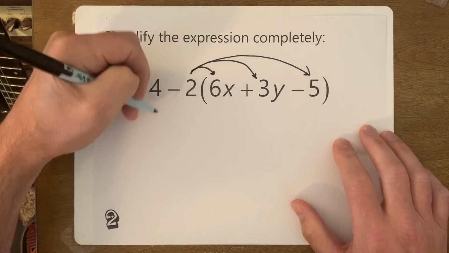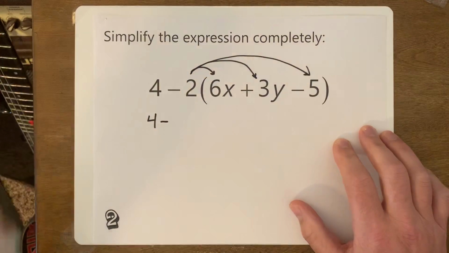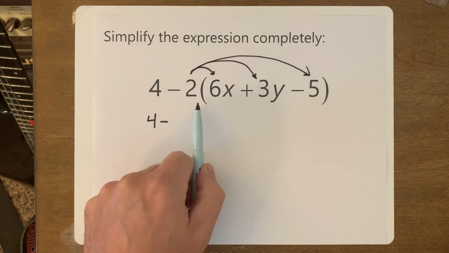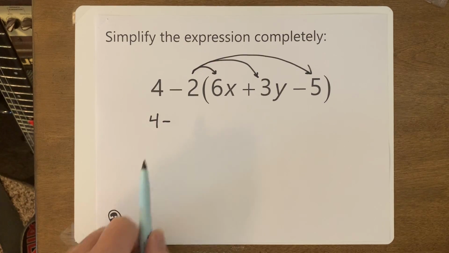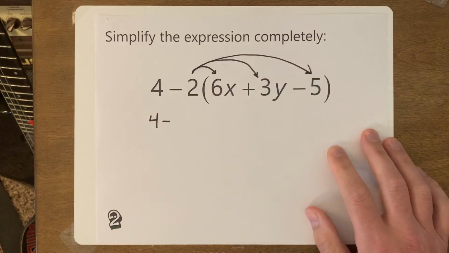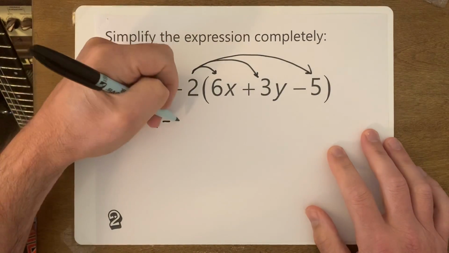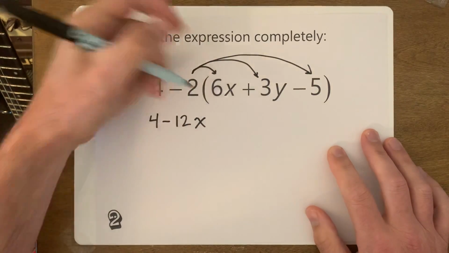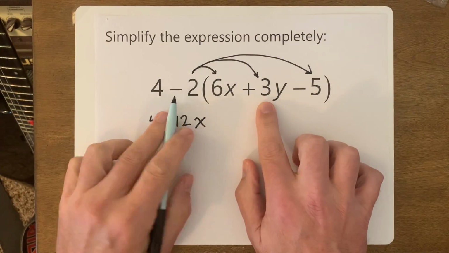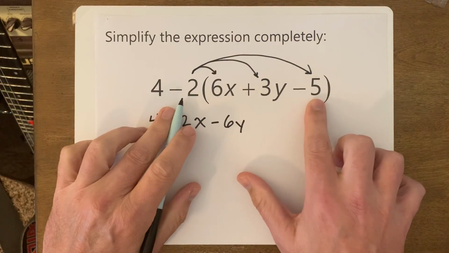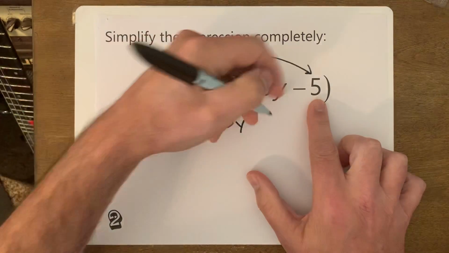So the 4 minus has to stay. I cannot tell you how many students over the past have taken that 4 minus 2 and they write 2 right there. You can't do it. That's not the order of operations. You have to do this first, parentheses first. So negative 2 times 6 is minus 12x. Negative 2 times 3 would be a minus 6y. And a negative 2 times negative 5 would be a positive 10.